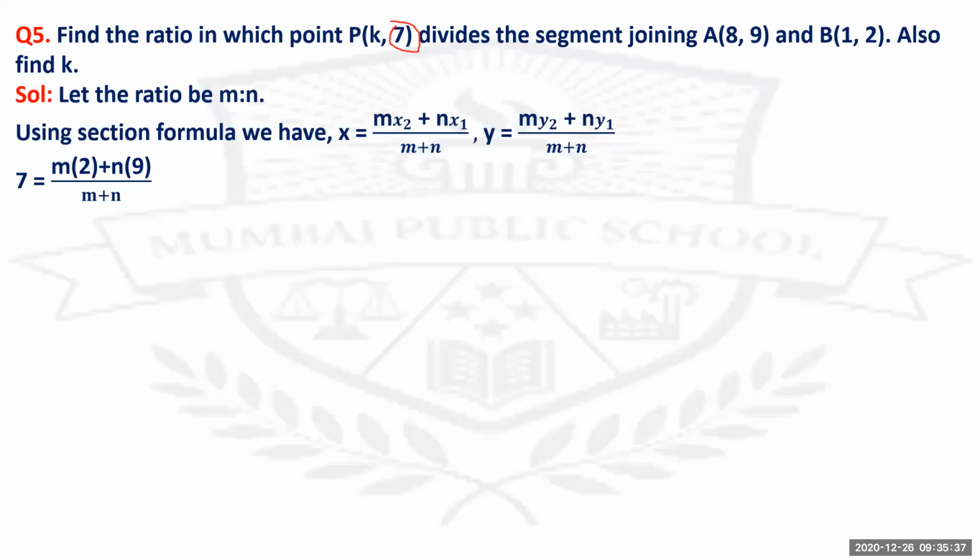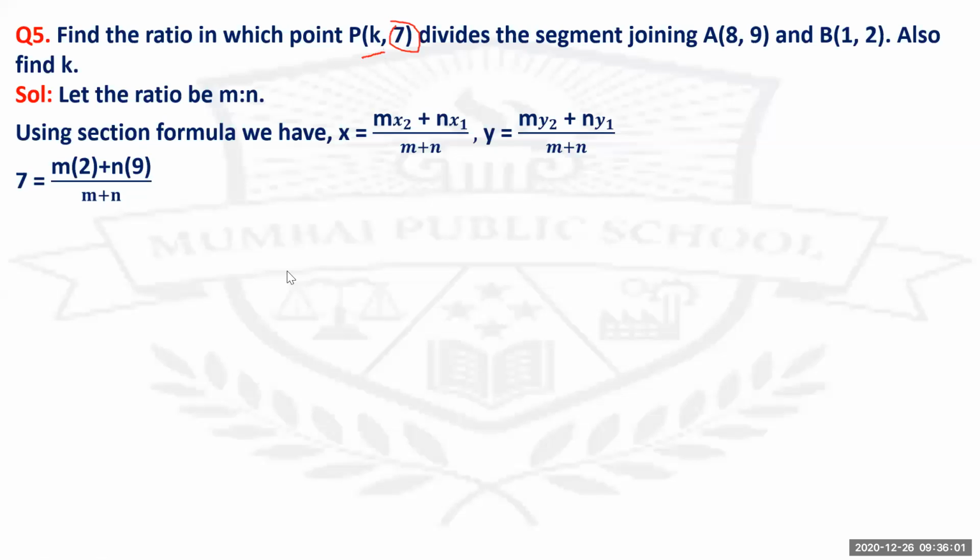And after that you can get the value of k. If you substitute it in x directly, what is going to happen here is you will not get the value of m upon n. You'll get m, n and k, so that would not help us come closer to the answer. Is this clear to all the students?